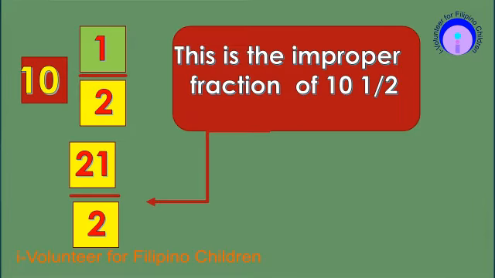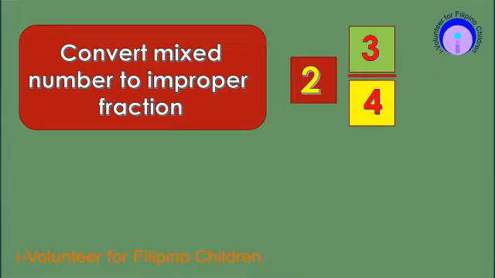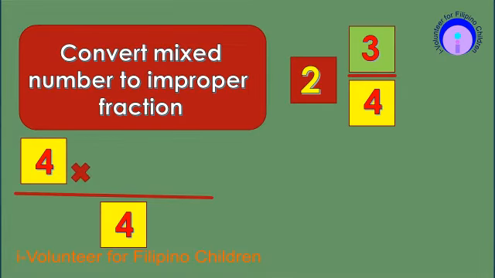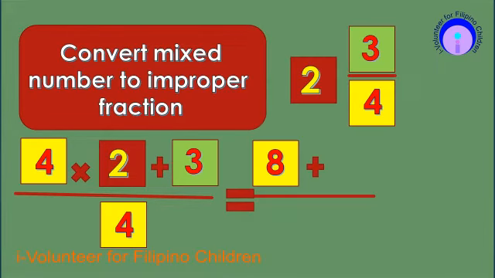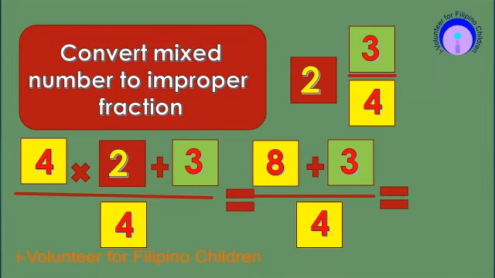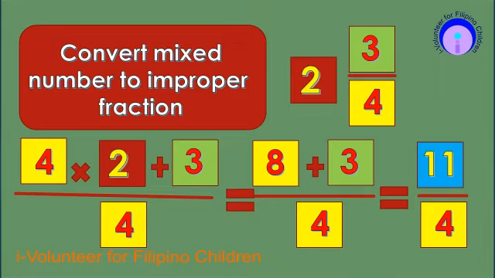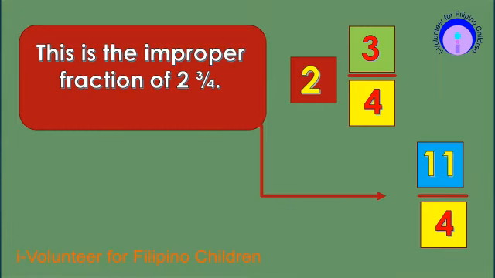Let's convert the other mixed number. Let's convert 2 and 3/4 into improper fraction. Write the denominator 4. Let's multiply denominator times the whole number plus the numerator 3. 4 times 2 is 8 plus 3. Let's copy the denominator. 8 plus 3 is 11 over 4. This is now the improper fraction of 2 and 3/4.